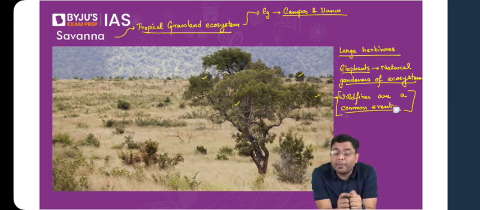Now, what about carnivores? Will you have a carnivore population in this area or not? What do you think? Perfect. You will have a very high carnivore population. Be it the lions, cheetahs, leopards, in certain cases tigers, and hyenas, all of these carnivores will be very, very active.